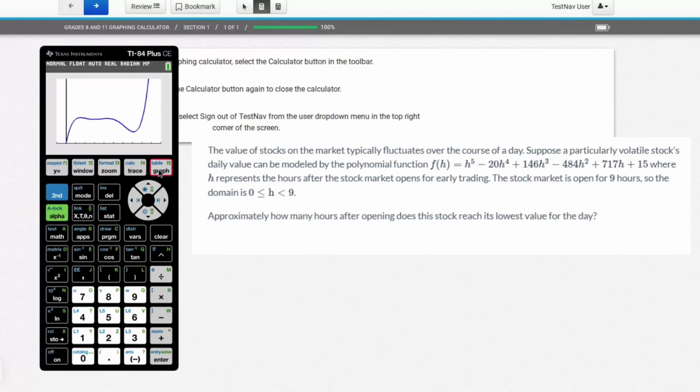But let's just do this. Let's adapt the problem and say, all right, well then after an hour or after 2 hours, when is it at its minimum? Because I really want to use the minimum function just for funsies. Okay, second trace 3 lets me take a minimum. I'm going to go to the left of the minimum. Again, I'm just doing this for fun. I'm going to hit enter. I'm going to go to the right, hit enter, and hit enter again. And it gives me a minimum of that. So that happens at 9.110 hours. And whatever that means for the stock market is whatever that means.